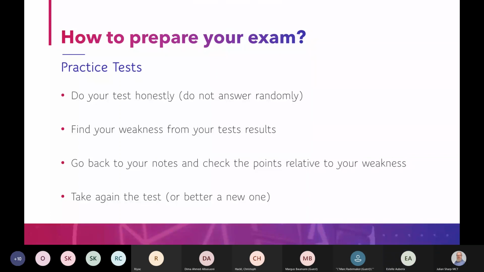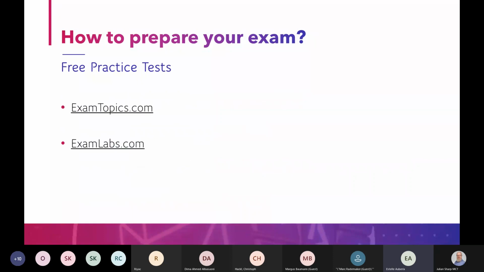So when you analyze your test results, you go back to your notes, you check the points relative to your weaknesses, and you work on these weaknesses. Then you take the test again, and you're going to see if you find the holes in your knowledge or not. I think it's a good way. I tested that, and since December, I passed 6 exams, and I succeeded in all of them the first time. So I think it's not bad advice.